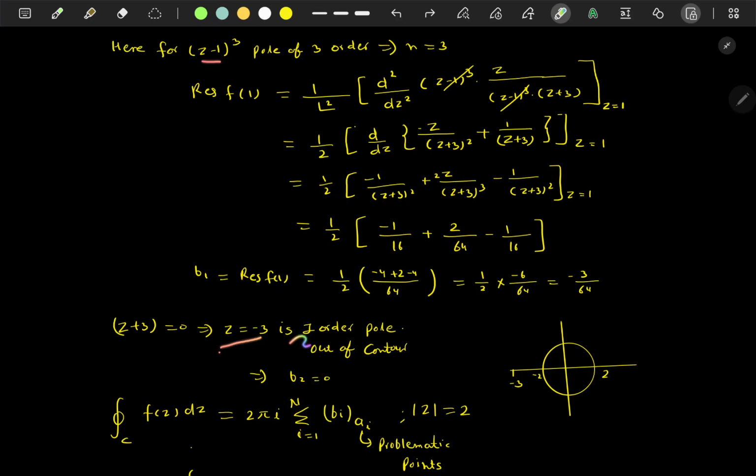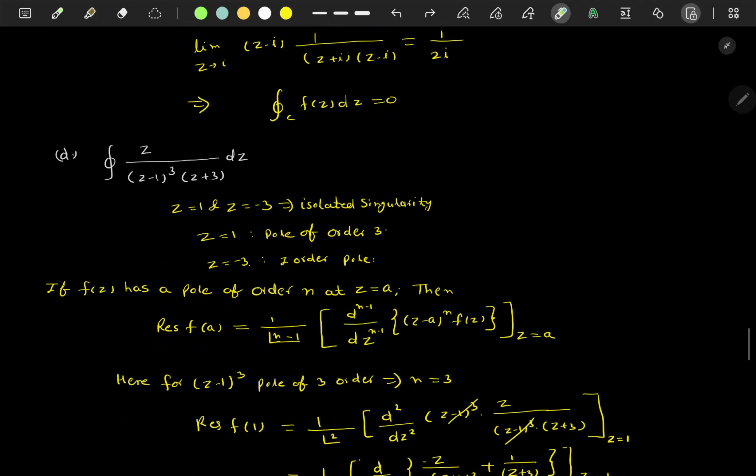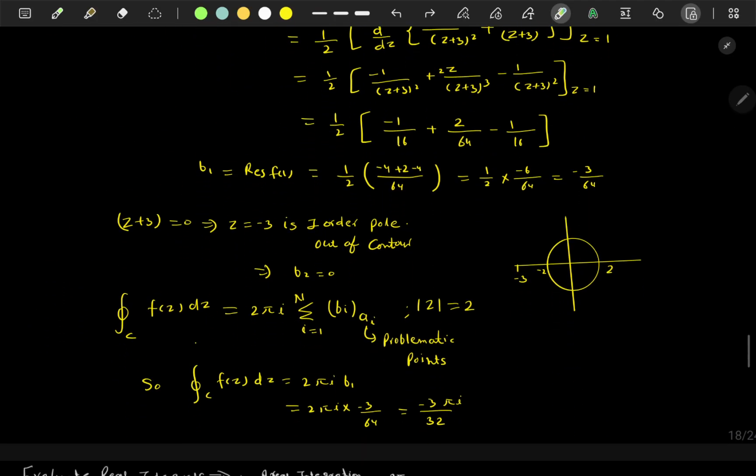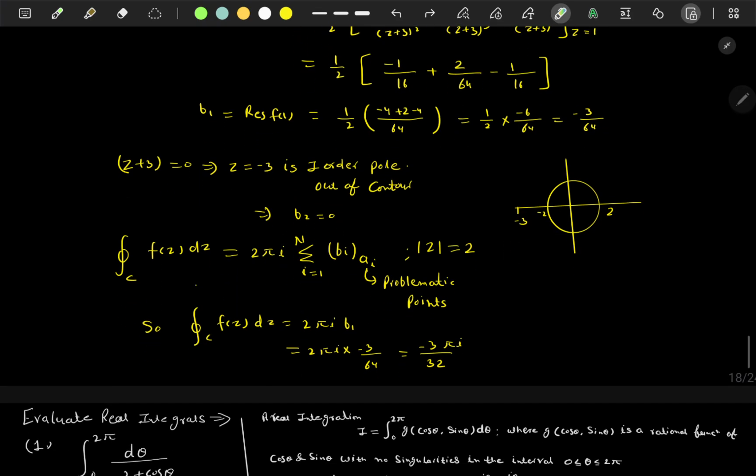Now z equal to minus 3 is a first order pole and it is outside the contour. This is our closed contour C. So it is lying outside, so simply b2 will be 0. When you sum it out, it will give you the answer.